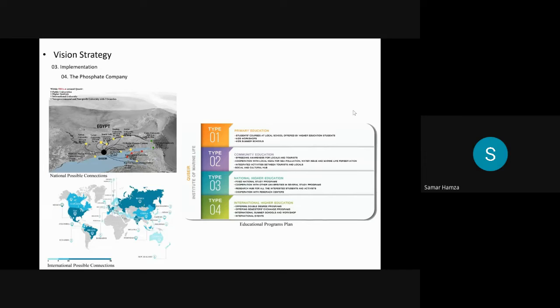And also we started to think about the educational program plan that we need to provide in this institute. So we thought that we need to provide maybe four types of education. The first would be primary education for school students, integrated in this process. Also community education, national higher education, which can be a cooperation project with the universities that I mentioned before, and the fourth one would be international higher education with the countries that we were talking about. Next, please.